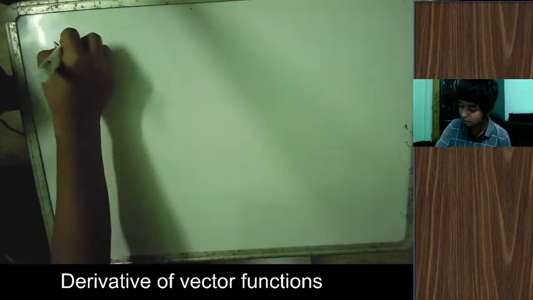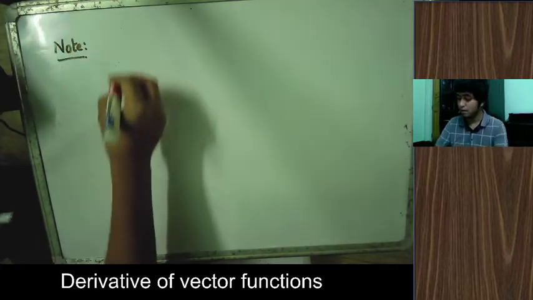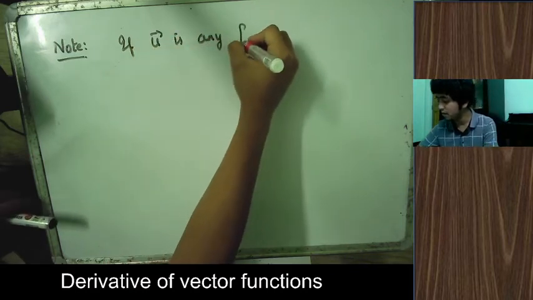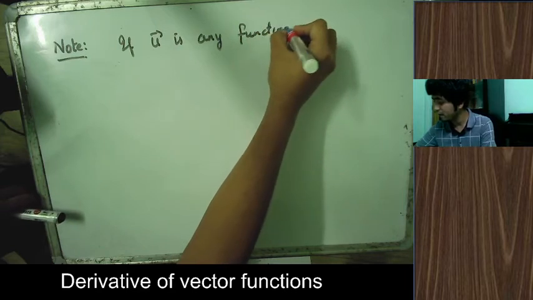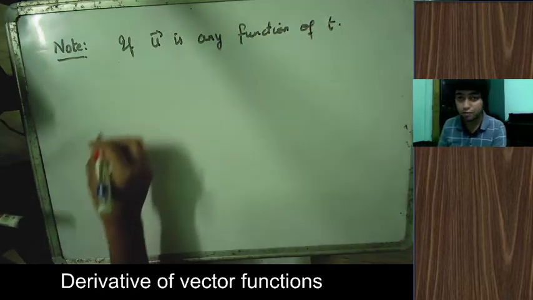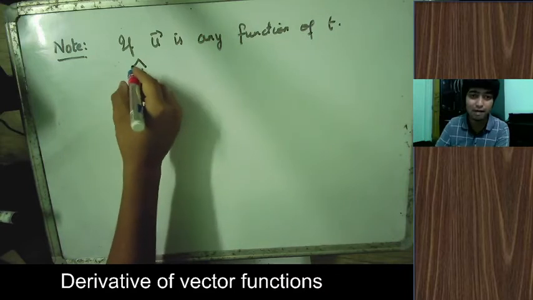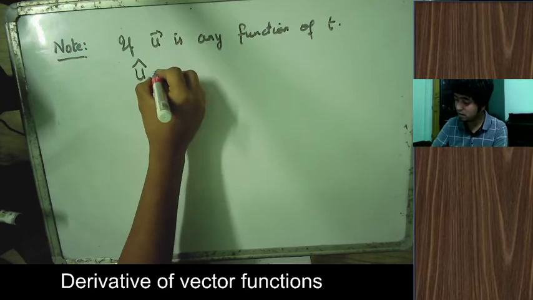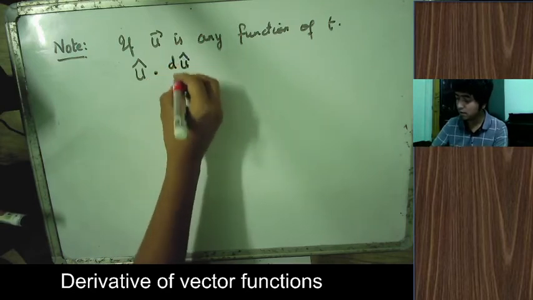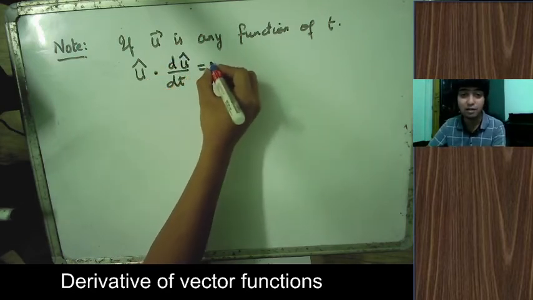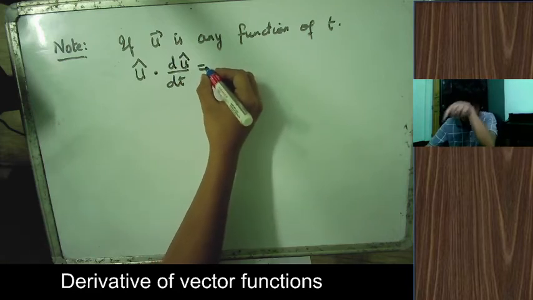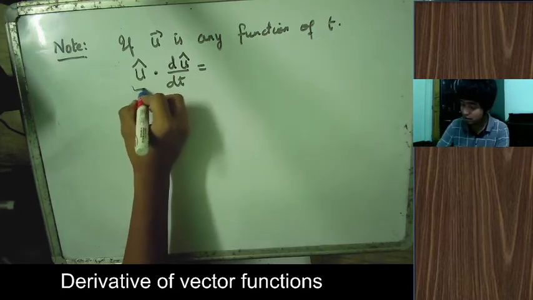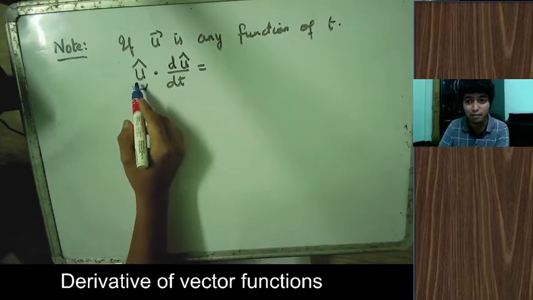Okay, as a note, if u is any function of t, okay, so u cap will also be a function of t, but it will always be of magnitude 1. Okay, so what I'm saying, u bar is a function of t. This one will be of constant magnitude 1.